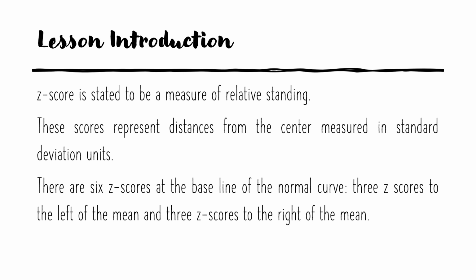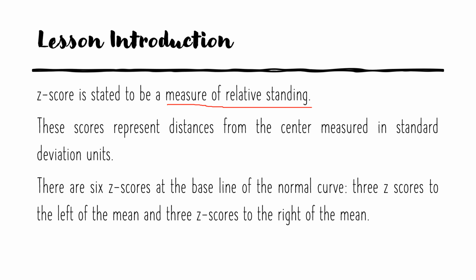For our lesson introduction, the Z-score is stated to be a measure of relative standing. So when we say measures of relative standing, in the statistical sense, these can be defined as measures that can be used to compare values from different data sets or to compare values within the same data sets. That's why we use Z-scores to represent, for example, scores in an exam.